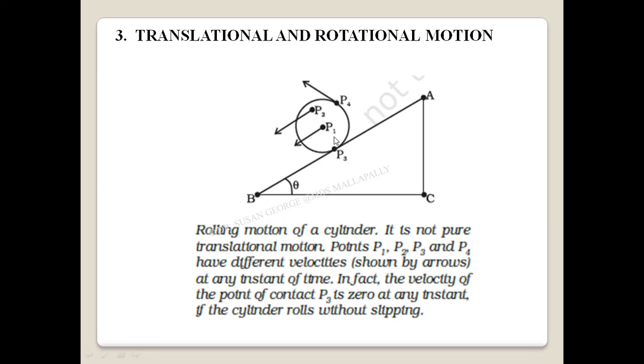This cylinder keeps rotating as it rolls, and at the same time it moves in a straight line also. So this is a combination of translational and rotational motion. Here at the point of contact P3, the velocity is 0.